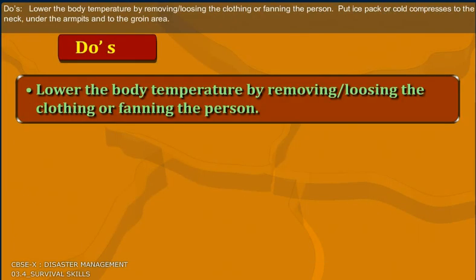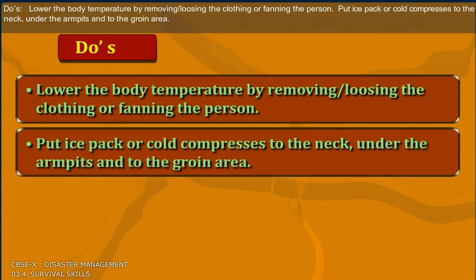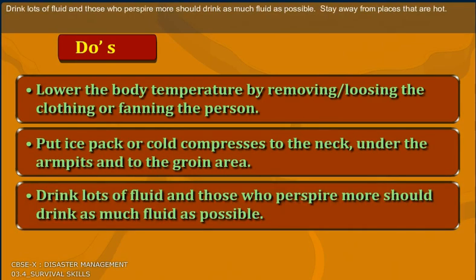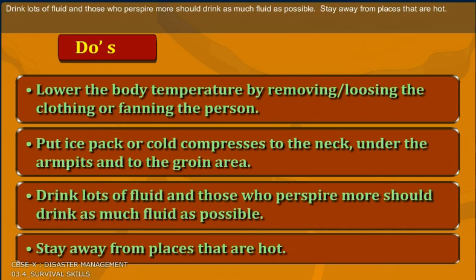Do's. Lower the body temperature by removing or loosening the clothing or fanning the person. Put ice pack or cold compress. Drink lots of fluid, and those who perspire more should drink as much fluid as possible. Stay away from places that are hot.